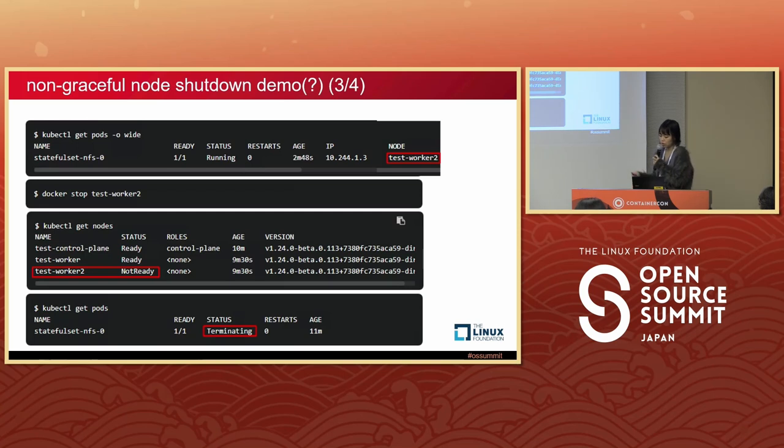Eventually, the node status becomes NotReady. And as you can see, by default about 300 seconds later, the pod status becomes Terminating. The reason is that in Kubernetes, when a node becomes unreachable, by default 300 seconds later Kubernetes tries to evict the pod from the unreachable node.